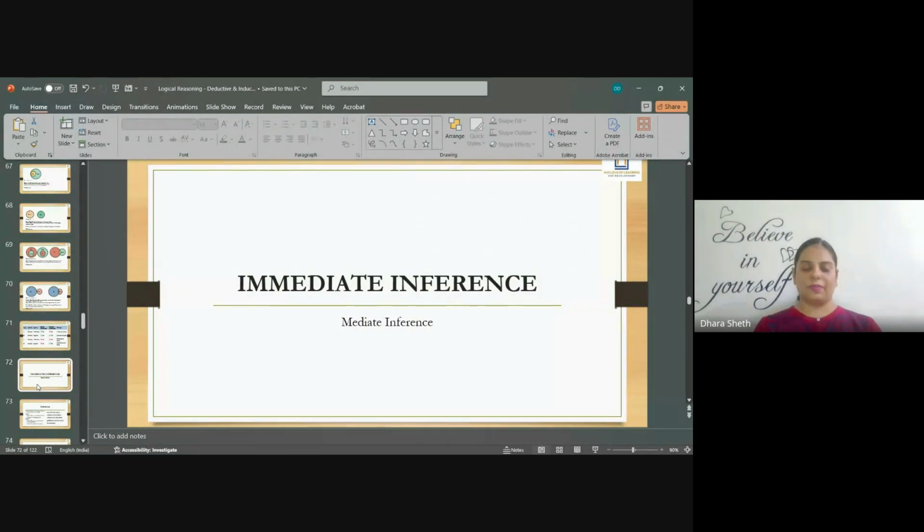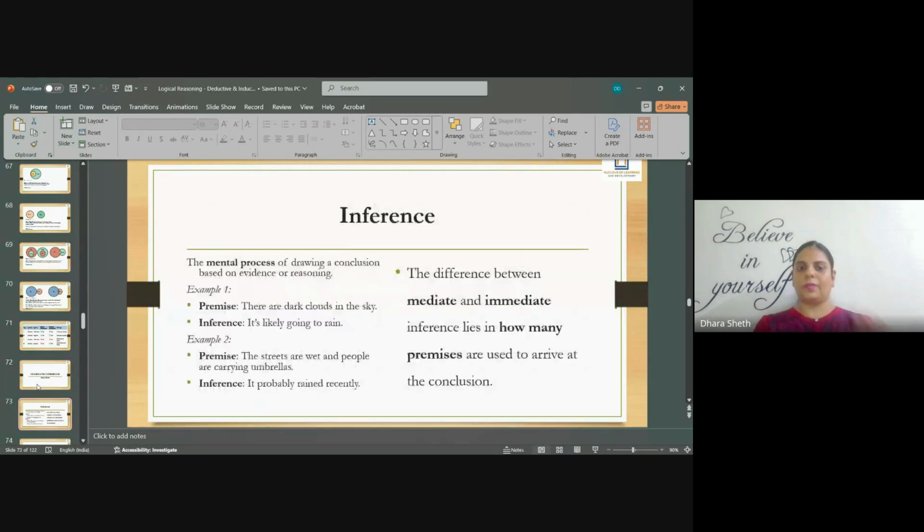Mediate inference, we'll just see what it is, but we'll talk about it tomorrow. Today, we'll talk about immediate inference. But what is that? Inference, as I said in the beginning of today's session, is the mental process of drawing a conclusion based on evidence or reasoning. There are dark clouds in the sky, so our inference is it's likely going to rain. The streets are wet and people are carrying umbrellas. It probably rained recently. This is what we saw in the beginning of the session.